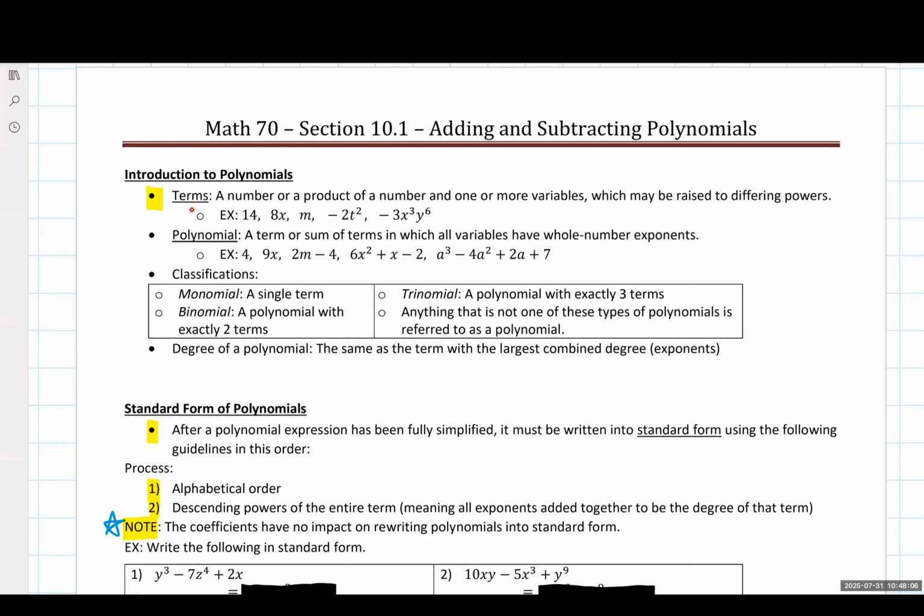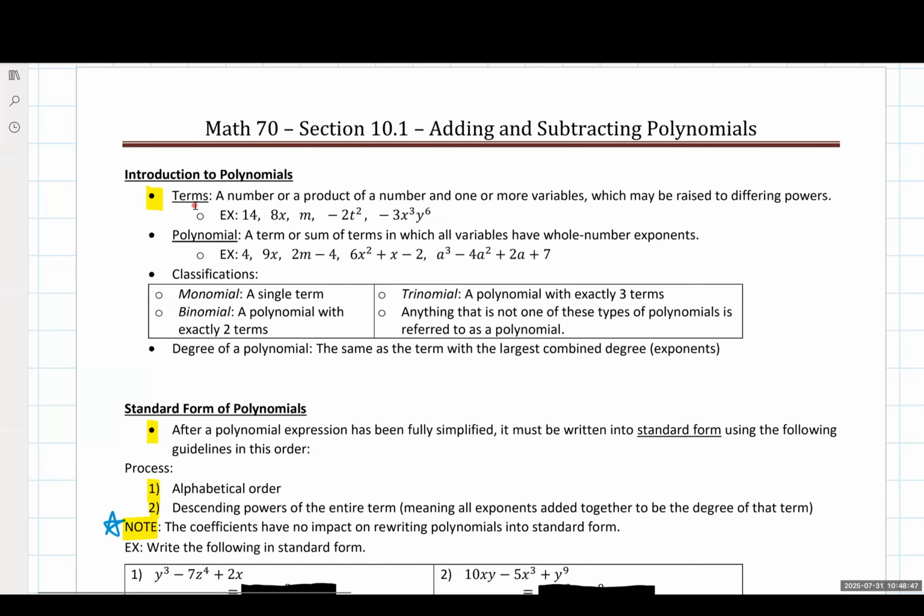Terms can be presented a couple different ways. A term can be a number or a product of a number and one or more variables, and those variables can be raised to different powers. As we're seeing here, the number 14 is a term, 8x is a term, m is a term, negative 2t to the second power, that entire thing is a term. We get some bigger ones like this, negative 3x to the third, y to the sixth. This entire combination of stuff multiplying together is considered to be a term.